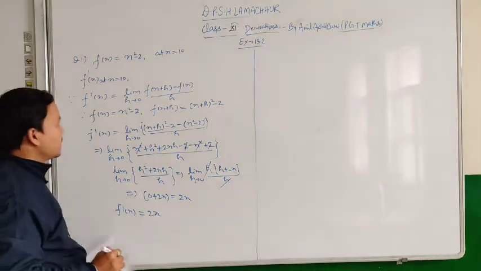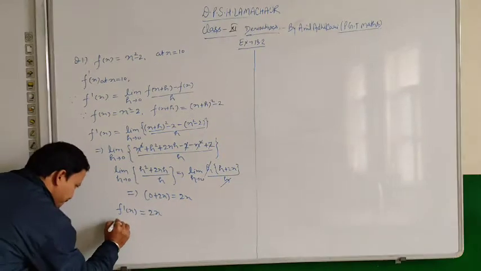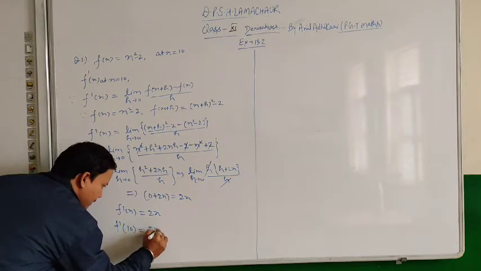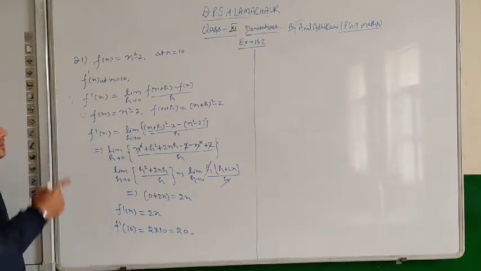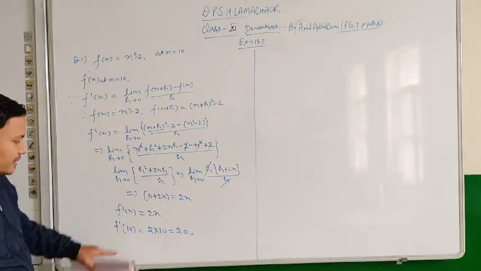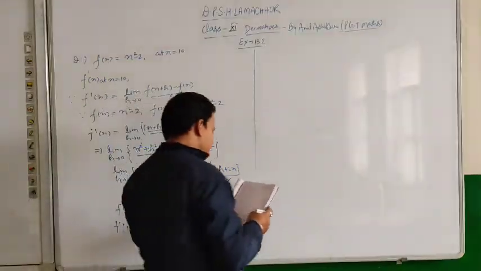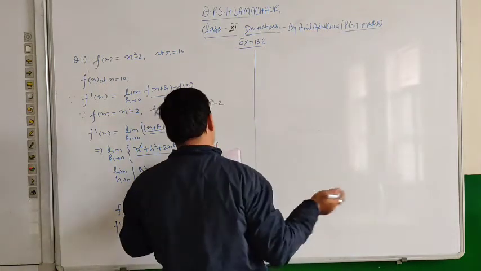Now we need to find the derivative of function at point x is equal to 10. So now put the value of x is 10 over here. So we get 2 into 10, that is 20. Okay. So the derivative of this given function at point x is equal to 10 is 20. Okay. This is the required answer. Now the second question you will do your own. Question number third also it is easy, so you will do your own.